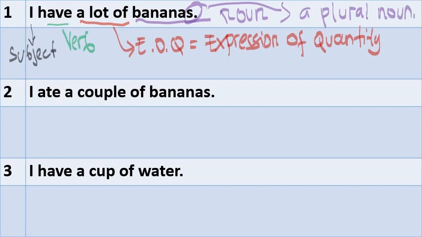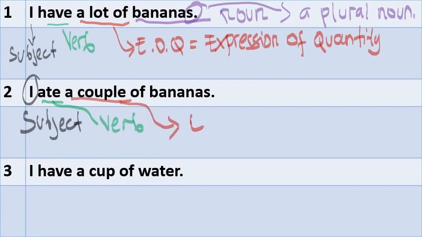Number 2. I ate a couple of bananas. I is the subject. Ate is a verb. A couple of is the EOQ or expression of quantity, and bananas is the plural noun.